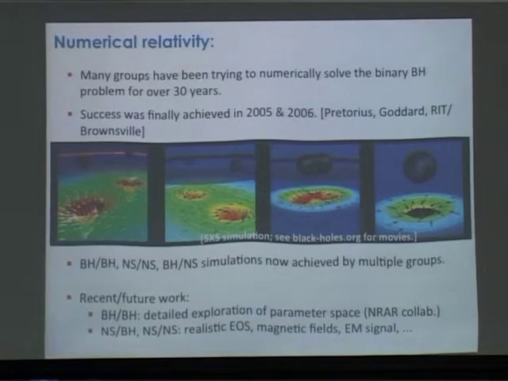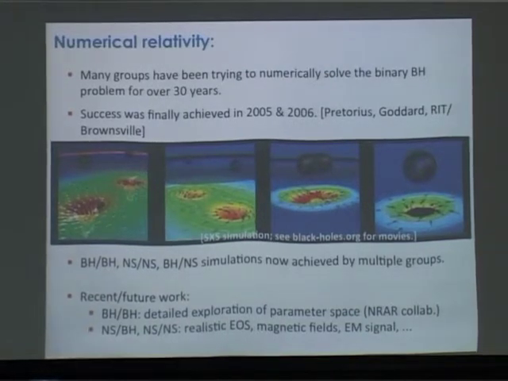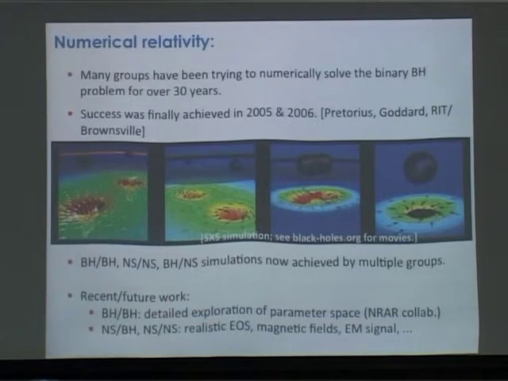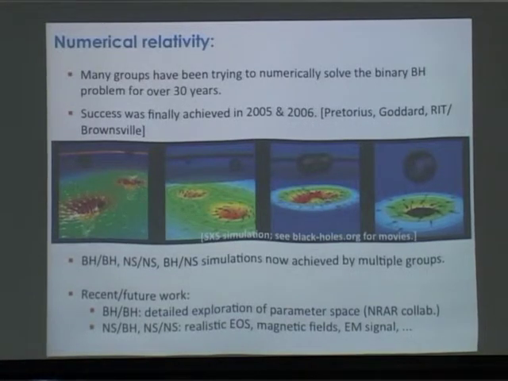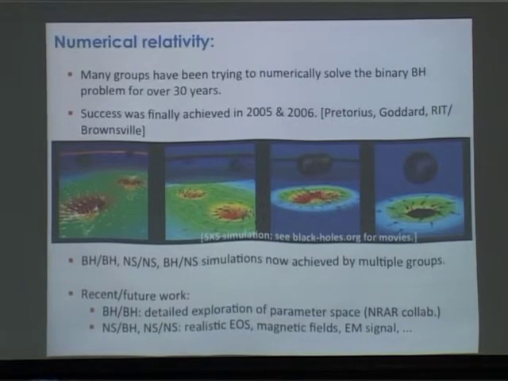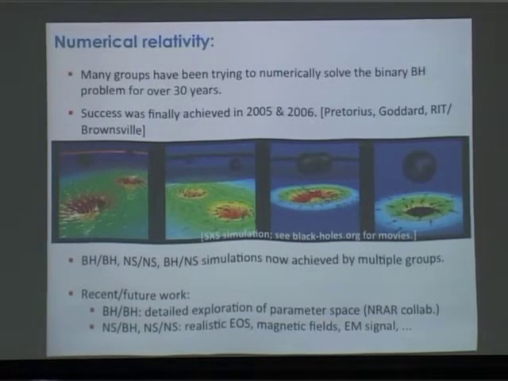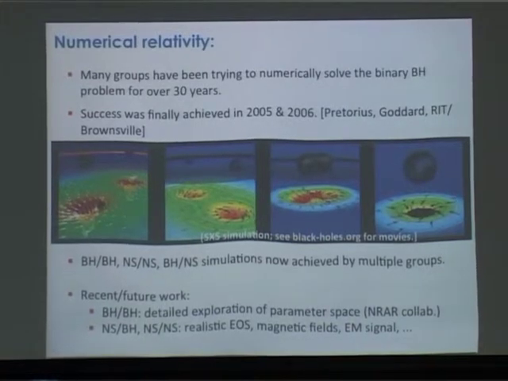So what's the story for numerical relativity? This has been a problem that's been going on for 30 years or so, but it wasn't until 2005 and 2006 that a few groups around the same time were finally able to merge two binary black holes. The binary neutron star problem was solved a little bit before then, in around 2000. So the current status is that almost every numerical relativity group can now do binary black hole mergers, and many of them can do neutron star black hole mergers. I would say numerical relativity has become a very mature field.